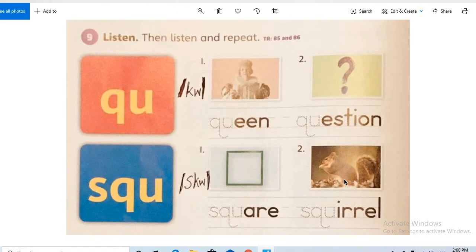Now let's move to activity 10. Go to activity 9 and look at the picture once again. You're going to trace the QU in queen, the QU in question, and the SQU in square. Please do that quickly before we go to the next activity.